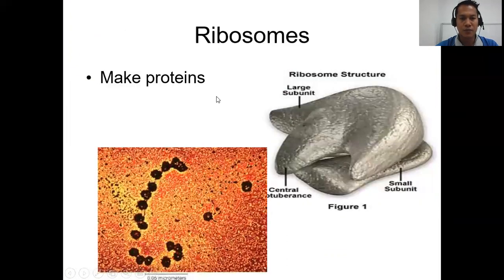So what are ribosomes then? Ribosomes actually make proteins. So it's either a hormone, maybe a keratin or a melanin, or the structure of the hair or your skin. They are actually made up of protein, and these proteins are manufactured or made from ribosomes.